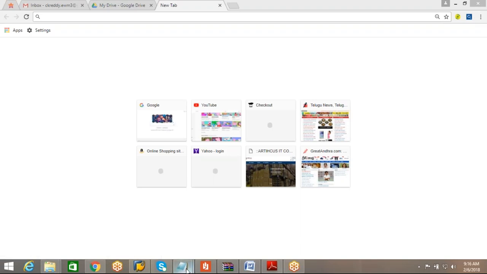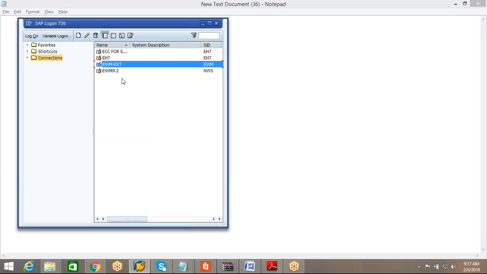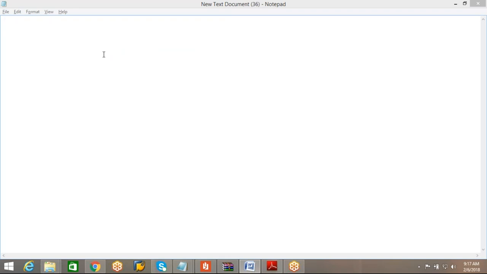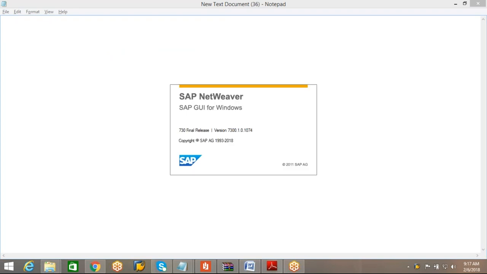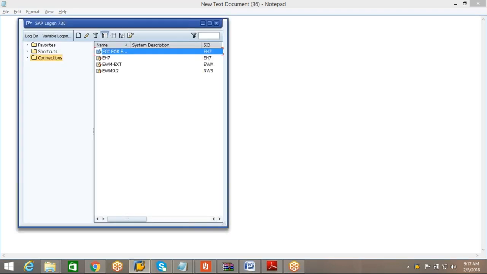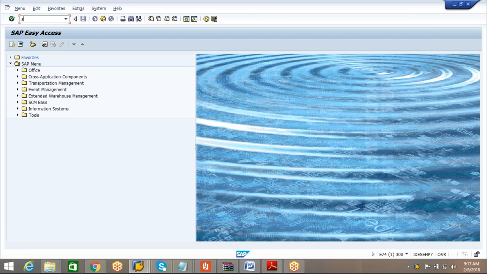Yes, we are discussing the storage type. As of now, we completed the put away control indicator. Today we will check the remaining control parameters. Go to the EWM system, IMG setup.